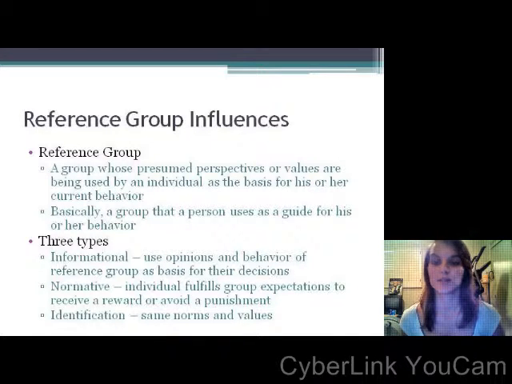Next is normative, in which the individual fulfills group expectations to receive a reward or avoid a punishment. And finally is identification, in which someone has the same norms or values as their reference group.